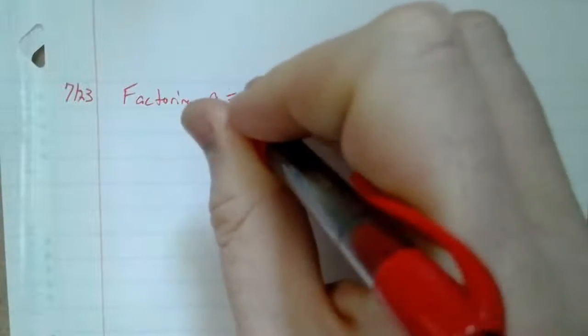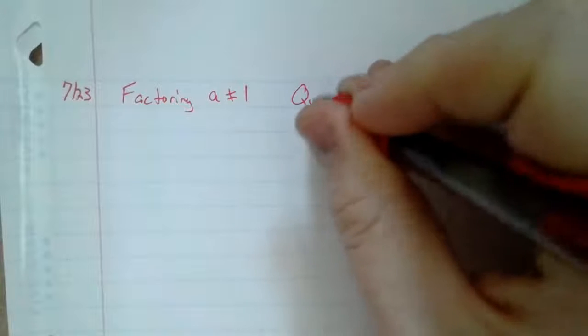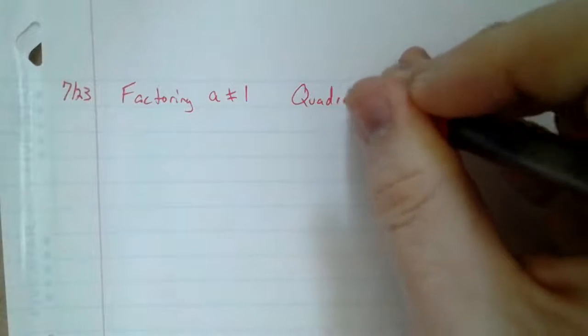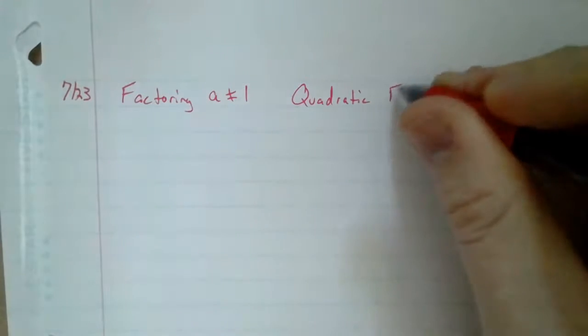Today is July 23rd, and we're still talking about how to solve quadratics. We're going to do factoring when a does not equal 1, and we're also going to go ahead and tackle the quadratic formula. Again, these should both be review, so it really shouldn't be too bad.